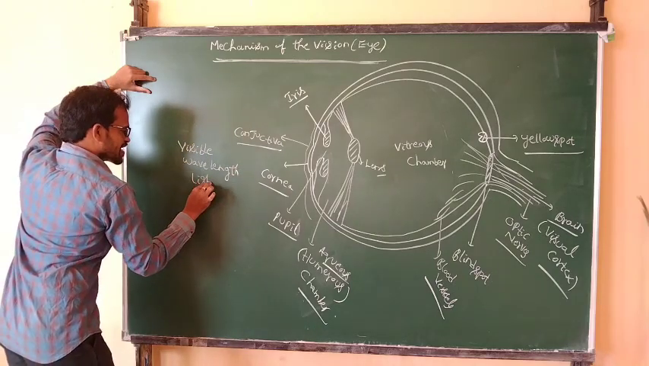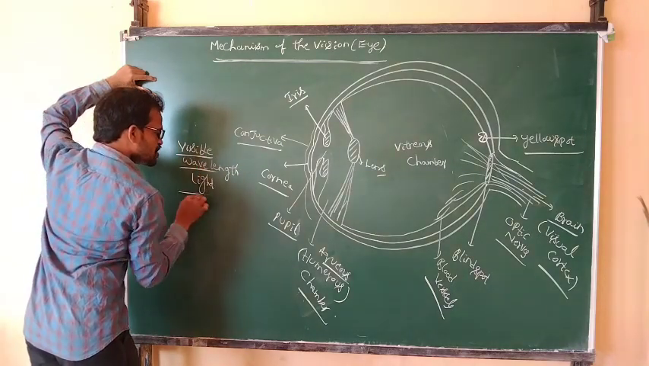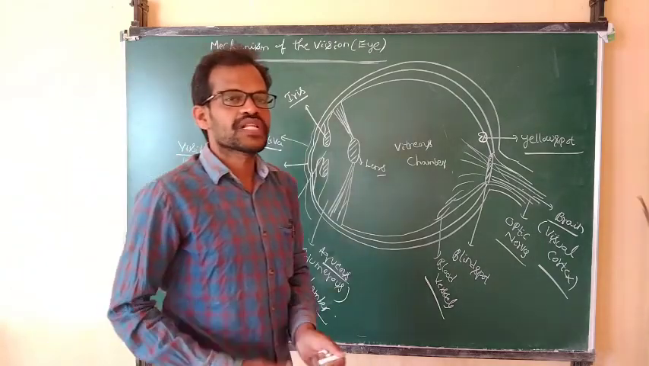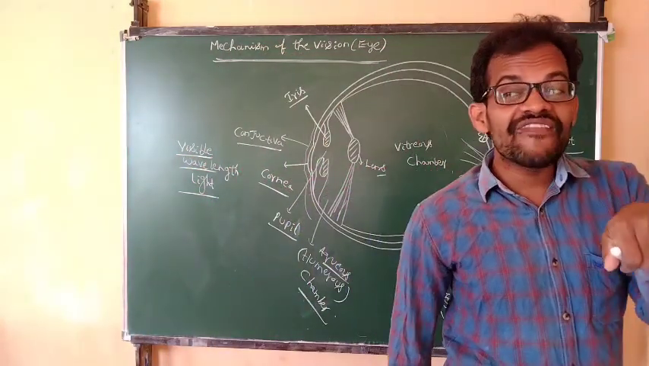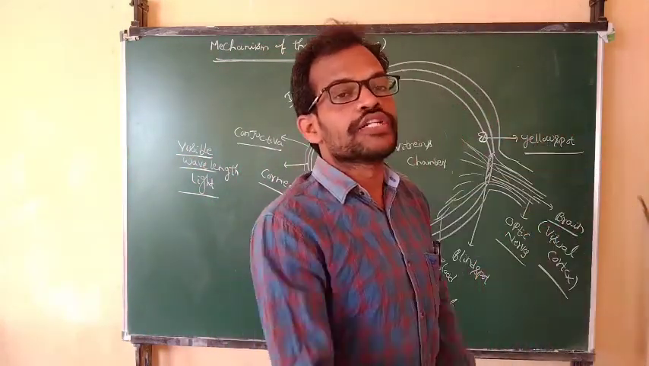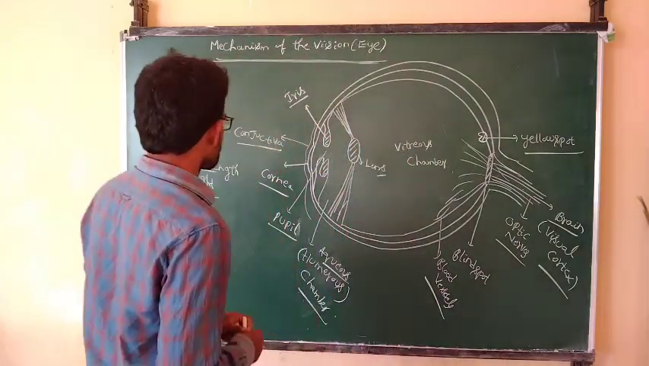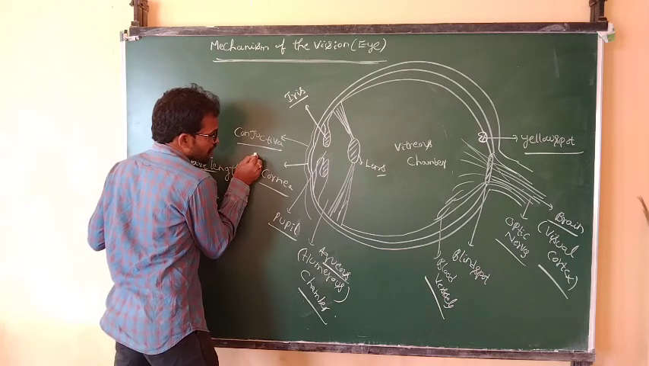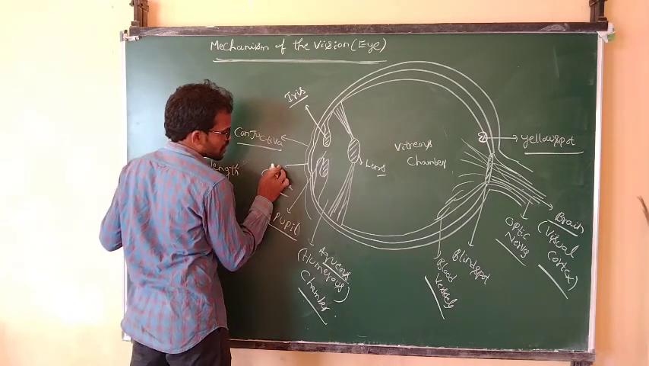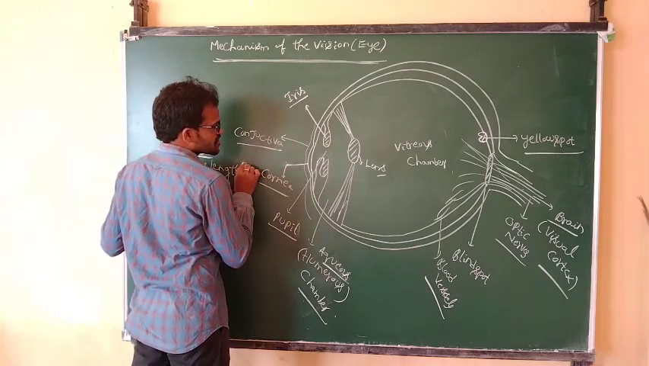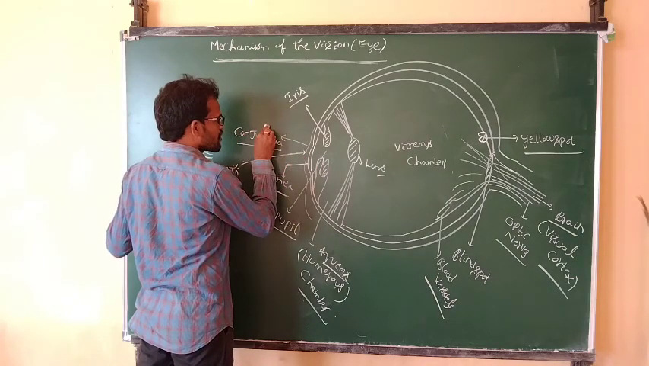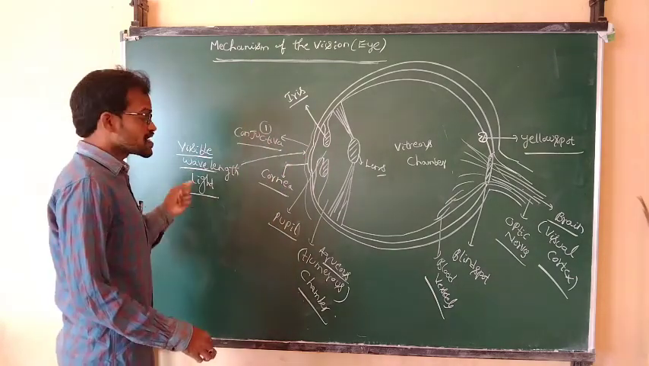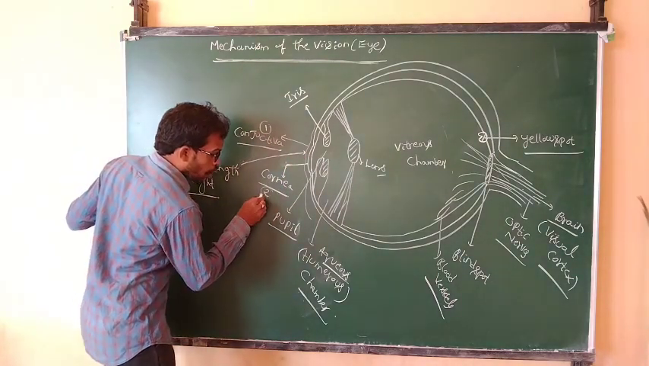Visible wavelength light. How will the visible wavelength light pass? See here, the visible wavelength first passes into the conjunctiva. First part, the visible wavelength. The next one, the cornea.